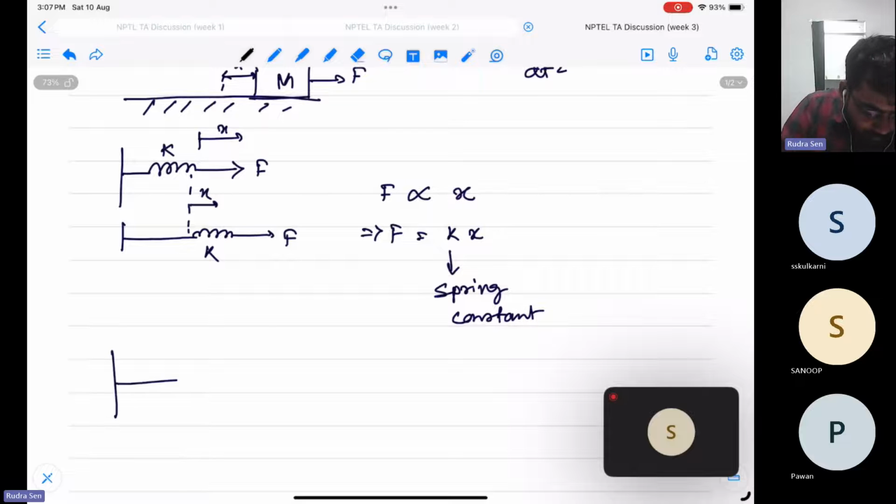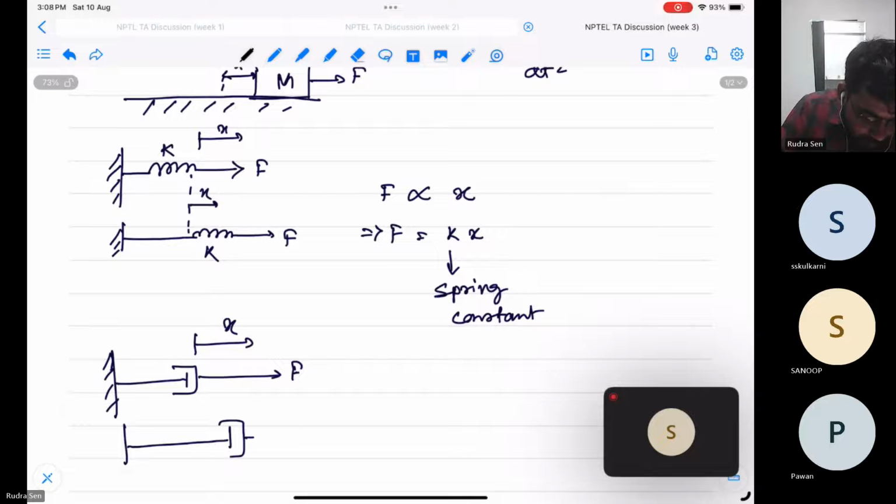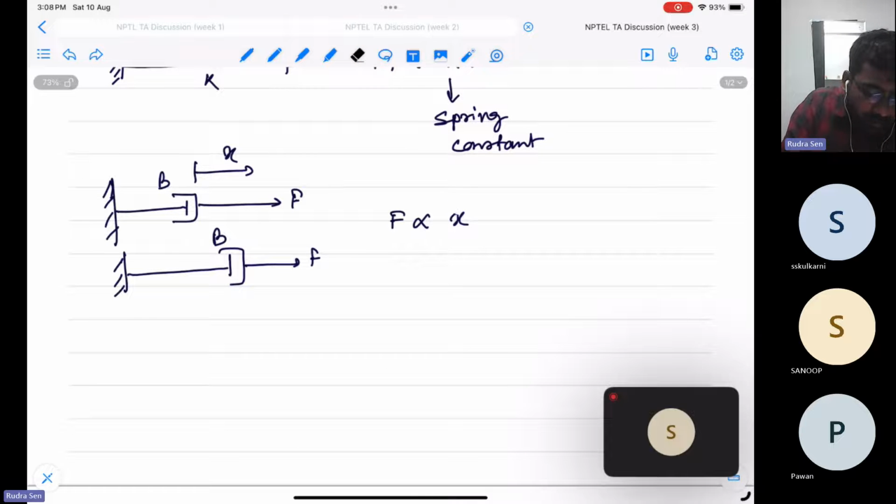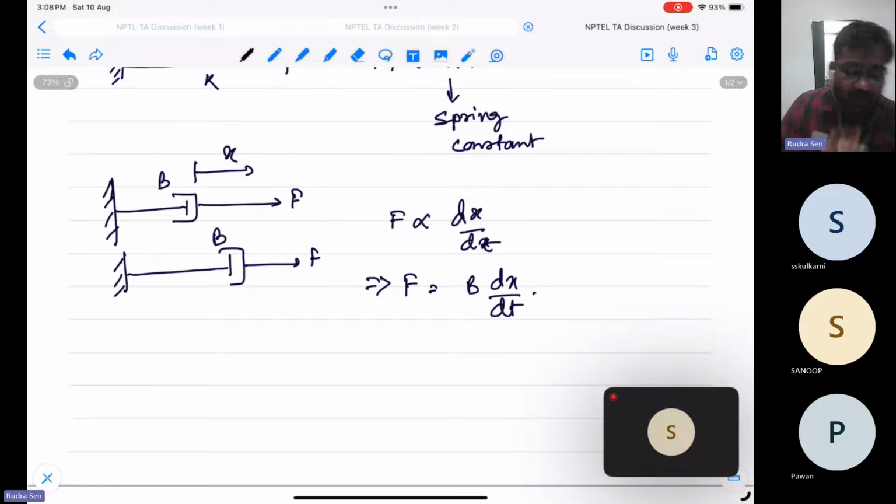And for a damper, sometimes called a dashpot, if I apply a force to the system, let's say this is the displacement of the damper after applying force, and it has a coefficient, let's say b. The force is directly proportional to the velocity of the system, which is F proportional to x dot, or dx/dt. So F equals b dx/dt.